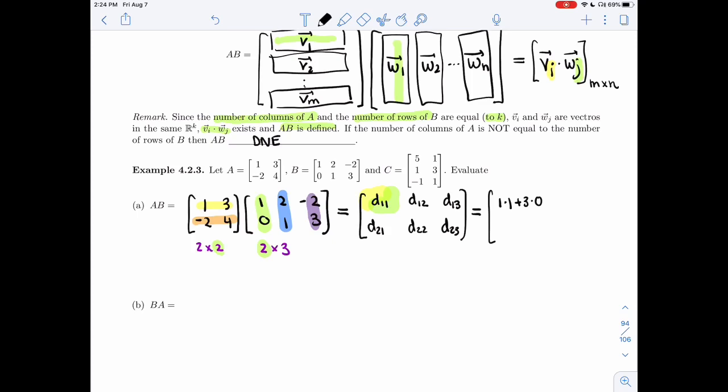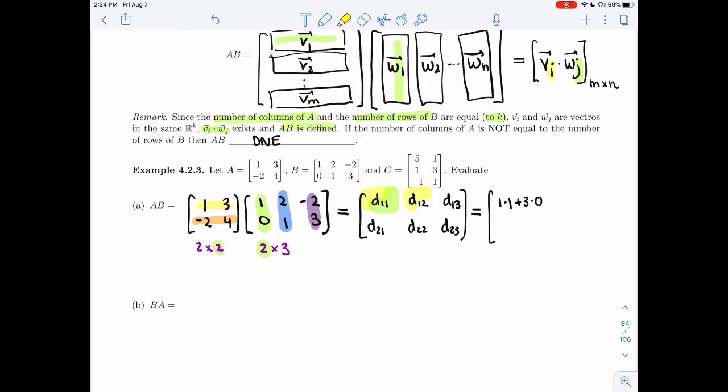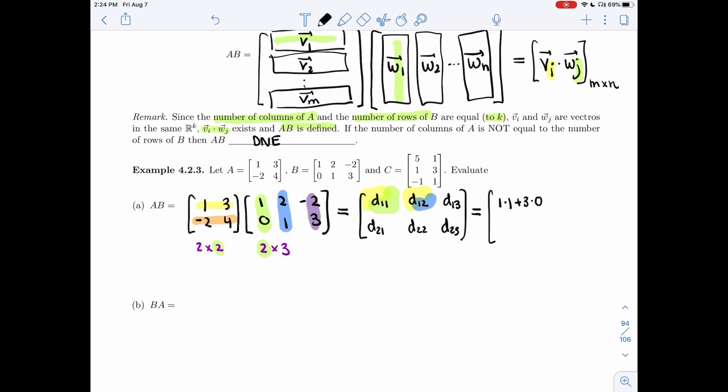Now for D12, my i is still 1. That's the first number, so it's still 1. So it's still yellow, but I'm in the second column, so I should take the second column. So I should take yellow and blue. For the second entry here, it's going to be 1 times 2, so yellow times blue, plus 3 times 1.